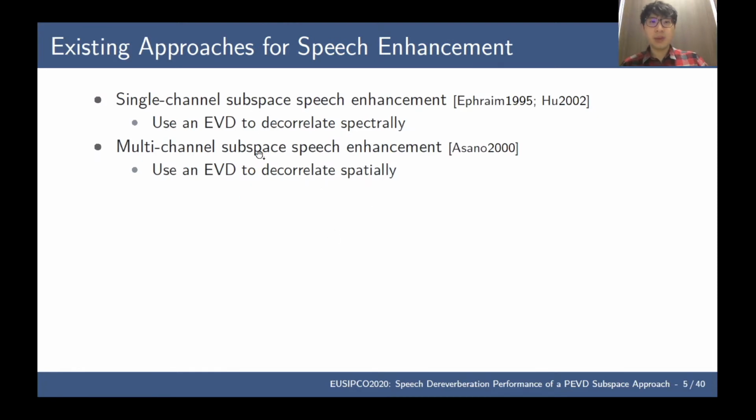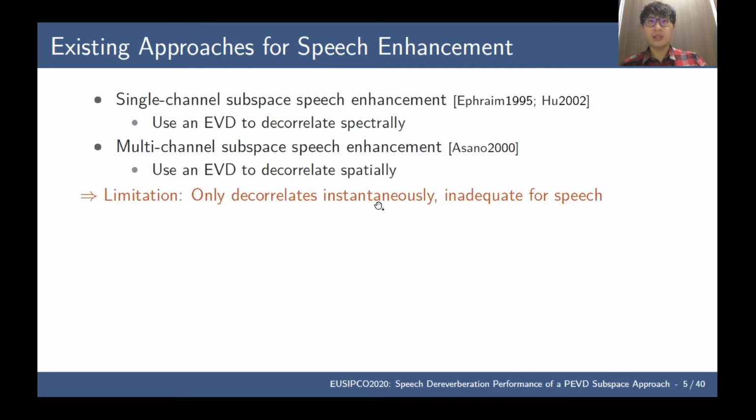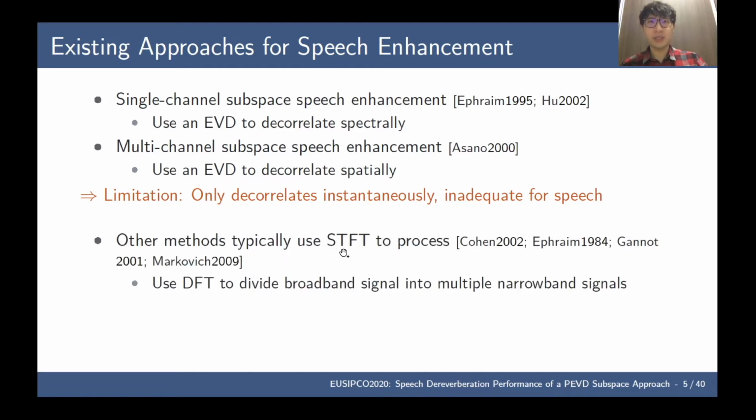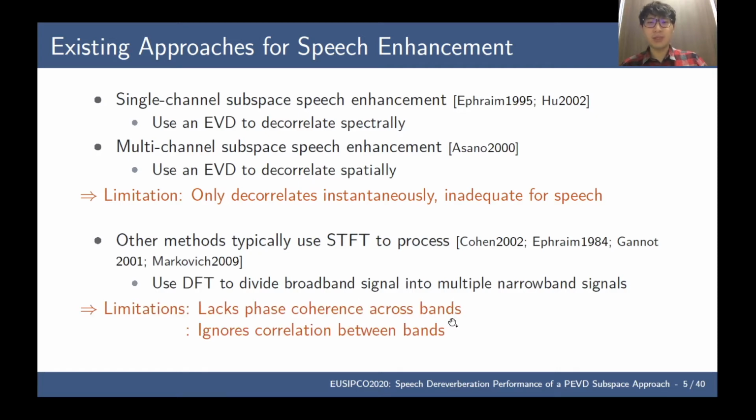The single-channel and multi-channel subspace approaches for speech enhancement use an EVD to decorrelate spectrally and spatially. However, an EVD can only decorrelate instantaneously, and this is inadequate for speech signals, which naturally exhibit temporal correlations across different microphones. Other methods typically use the short-time Fourier transform to process. In this approach, it uses the DFT to divide the broadband signals into multiple narrowbands. However, it lacks phase coherence across bands and ignores correlation between bands.